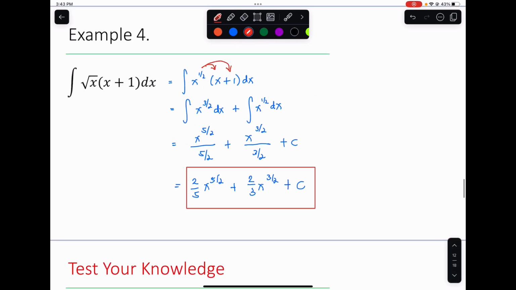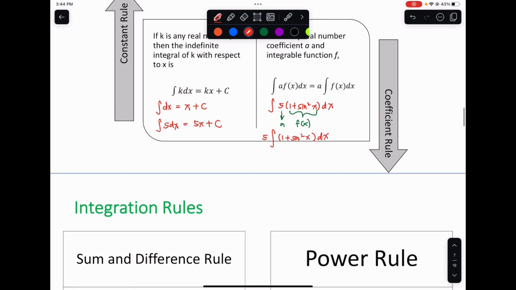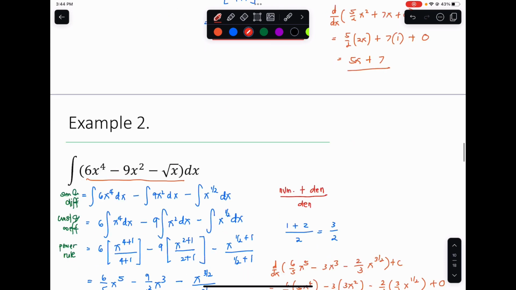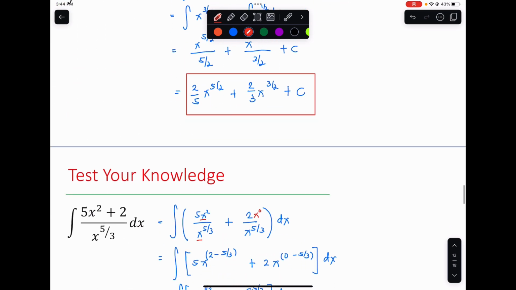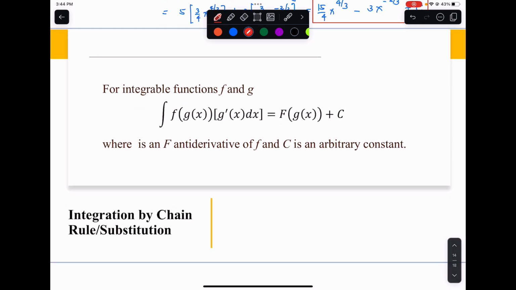So for the four integration rules, we have the constant rule, coefficient rule, the sum and difference rule, and the power rule. So let's proceed with the chain rule. If you use the chain rule in differentiation, there is a chain rule as well for integration. So let's say, for example, on a given integrand, we have f of g of x. Once we derive this, the derivative of g of x is g prime of x dx.